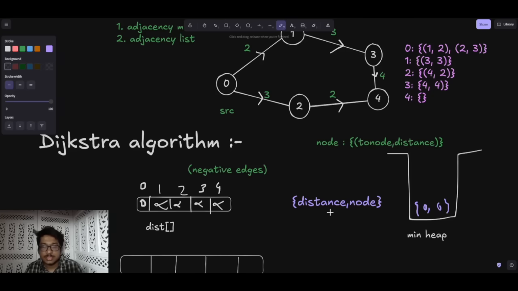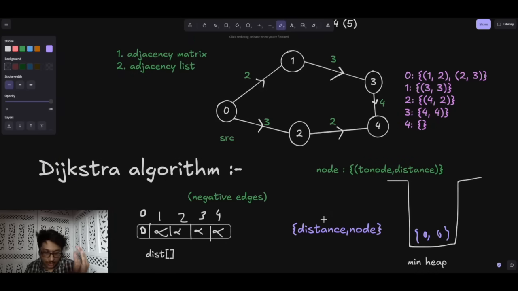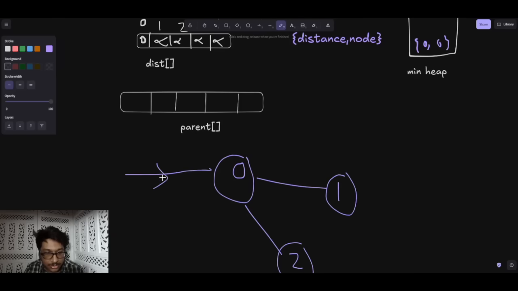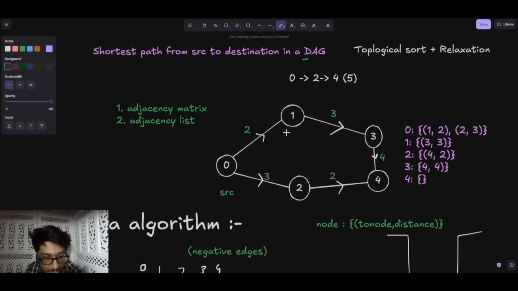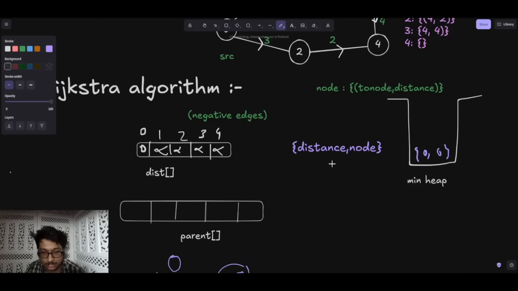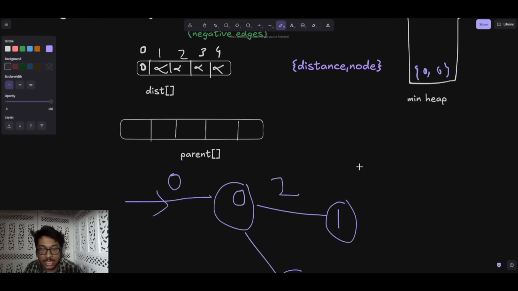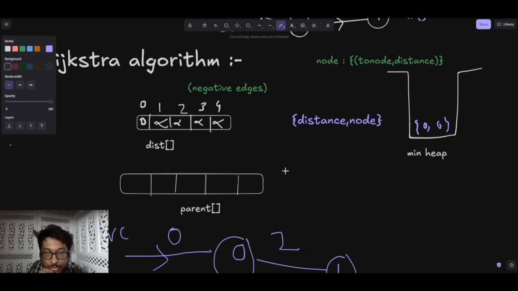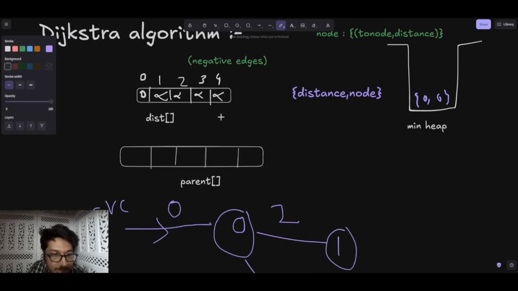What is the distance of source to 0? The distance of source to 0 is 0 only because it's the source itself. And what is the distance from 0 to 1? The distance from 0 to 1 is 2. So put 2 over here. Now the total distance from source to 1 is 0 plus 2, so source to 1 is 2. Now you check in the distance array, it's infinity. So 2 is less than infinity, so you replace it with 2.